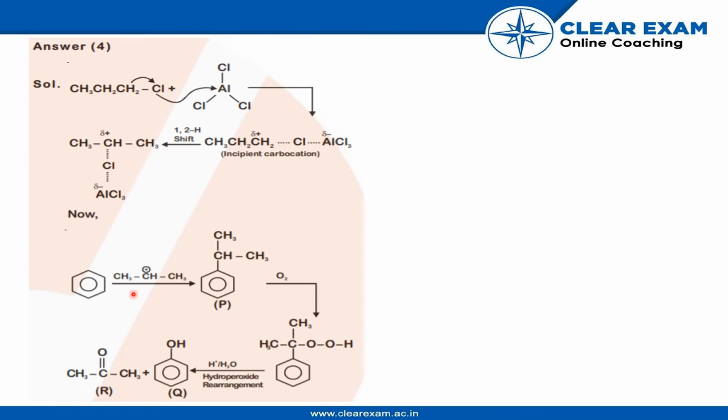benzene plus (CH3)2CH+, so that the P product we get is this, and on reaction with oxygen and H2O we get the Q and R products as this and this.